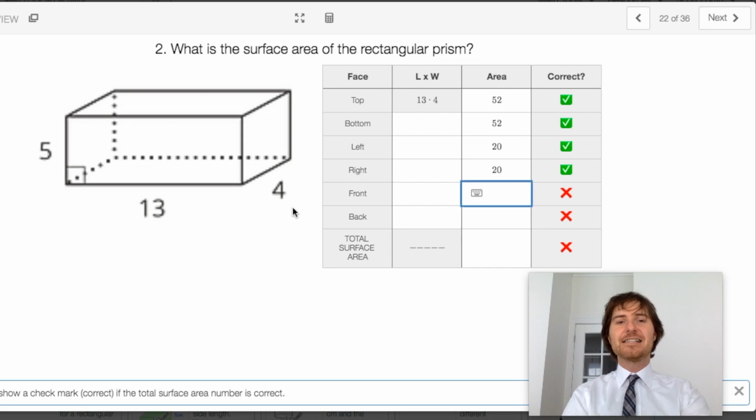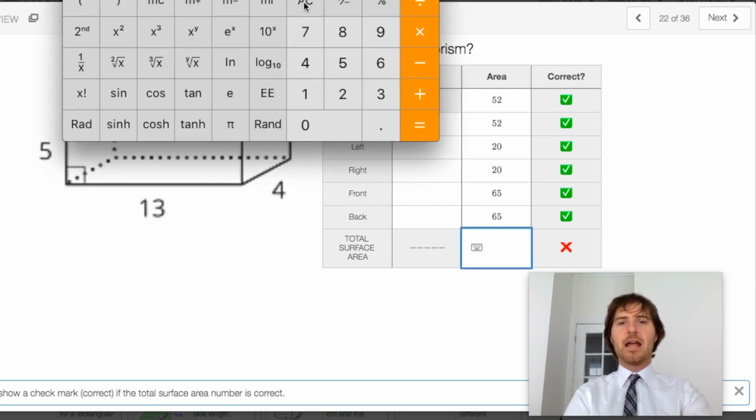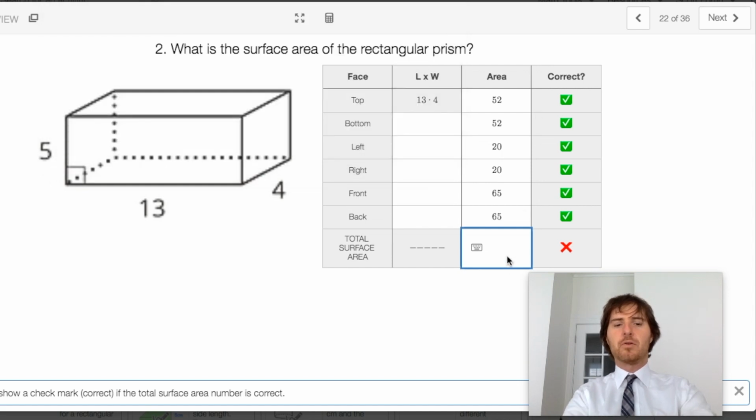Front, 13 times 5, that's 65. Back, also going to be 65. What do we do to get the total surface area? Well, add it on up. Add the thing together. I like just multiplying by 2. 52 plus 20 plus 65, and I multiply by 2. That saves me some time. Right, 274. That's how I'm doing it on a standardized test or on a regular test.